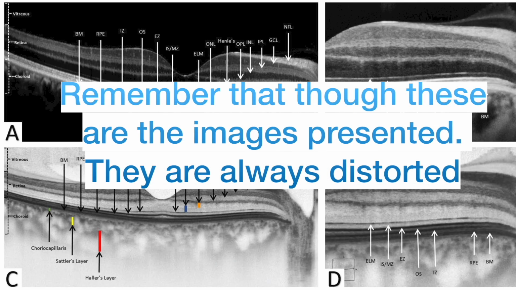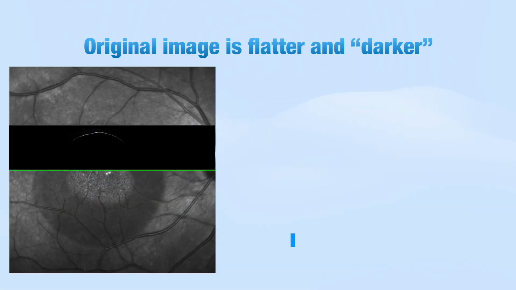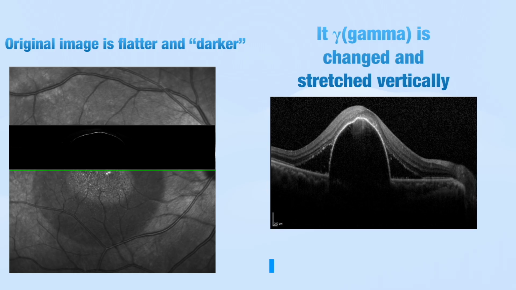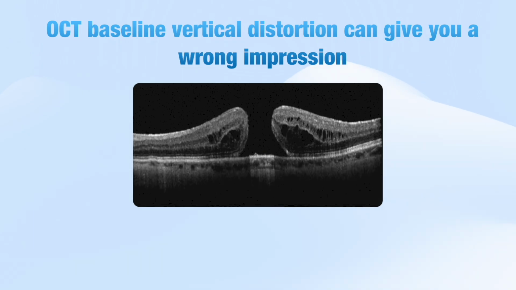We're all familiar with how OCT images look and are presented to us, but we must remember that they're always distorted. The OCT image presented to us is usually stretched vertically and augmented by gamma, whereas the original image is much flatter and darker. This is important because the vertical distortion can leave a wrong impression of the pathology.